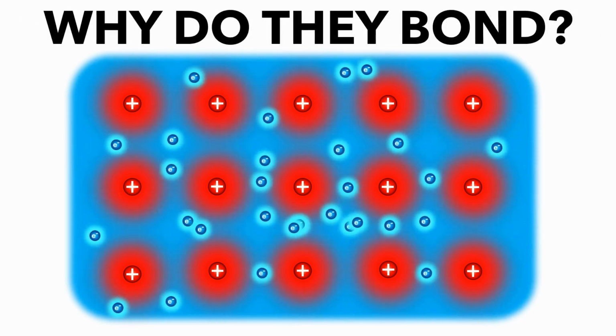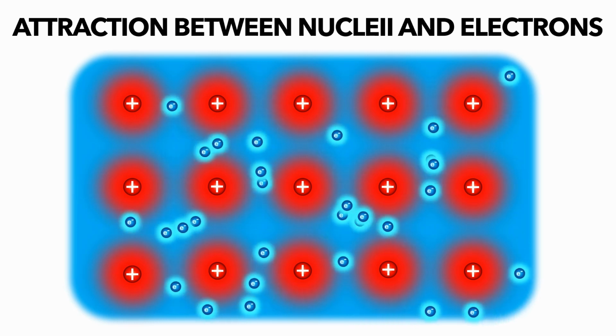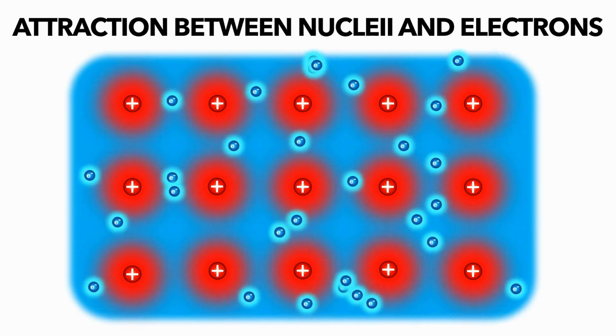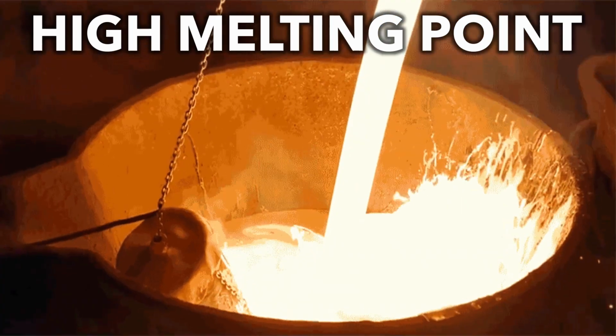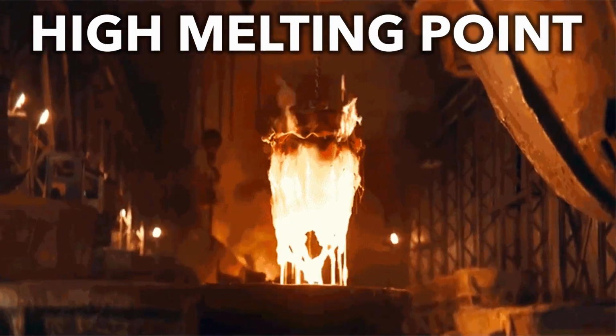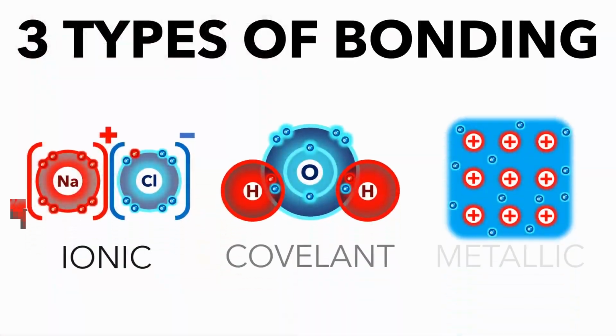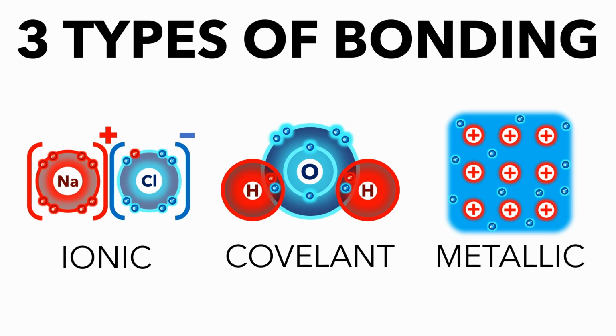Where does the bonding come from? Well, the positive nuclei are all held together by the sea of delocalized electrons, like a strong glue. The bonding is very strong, meaning that metal generally has very high melting points. So these are the 3 types of bonding.